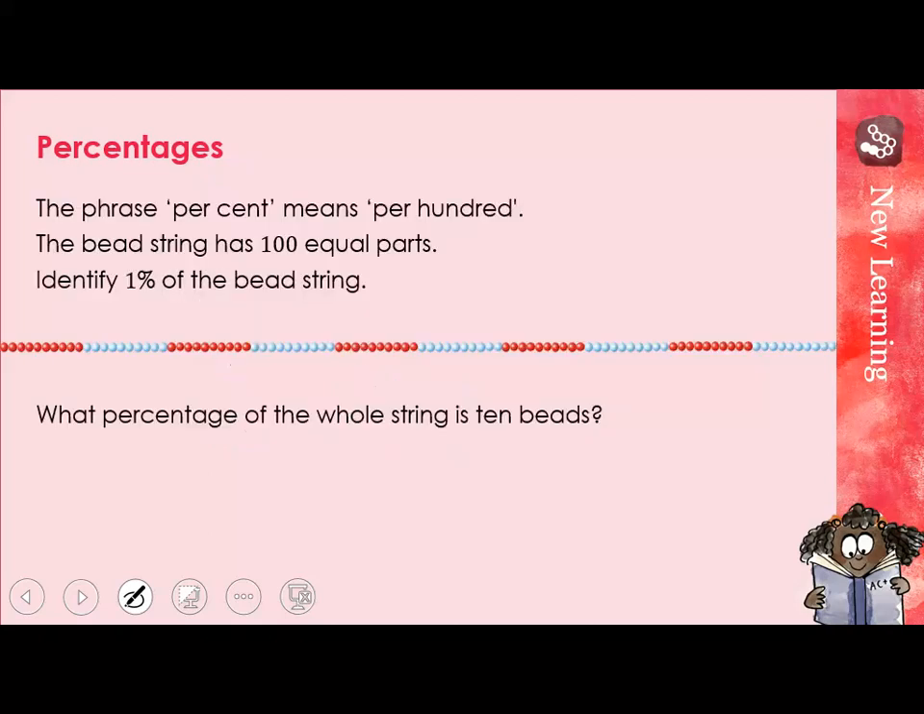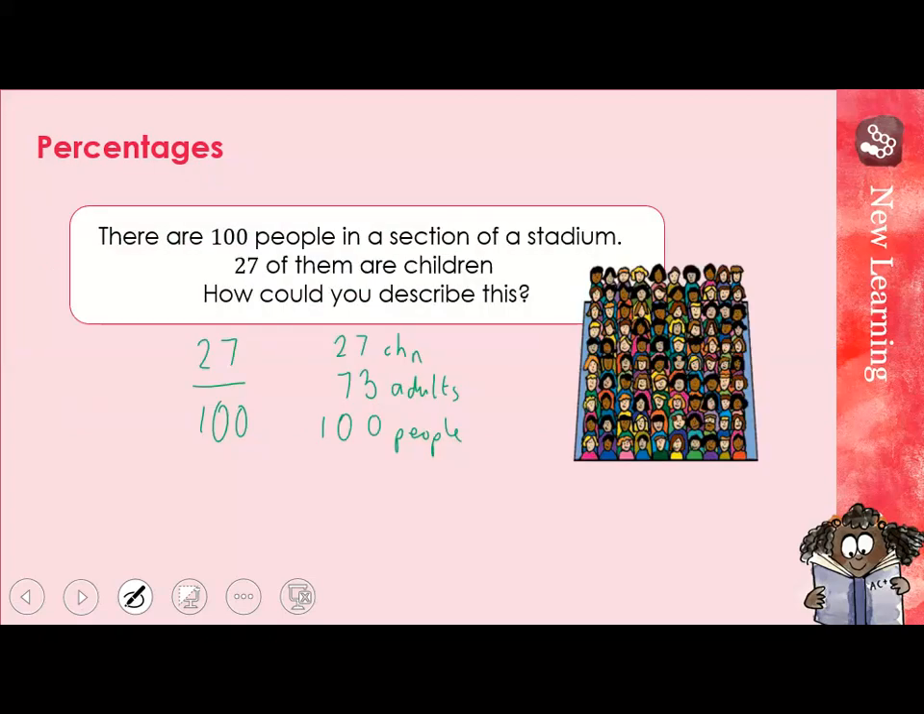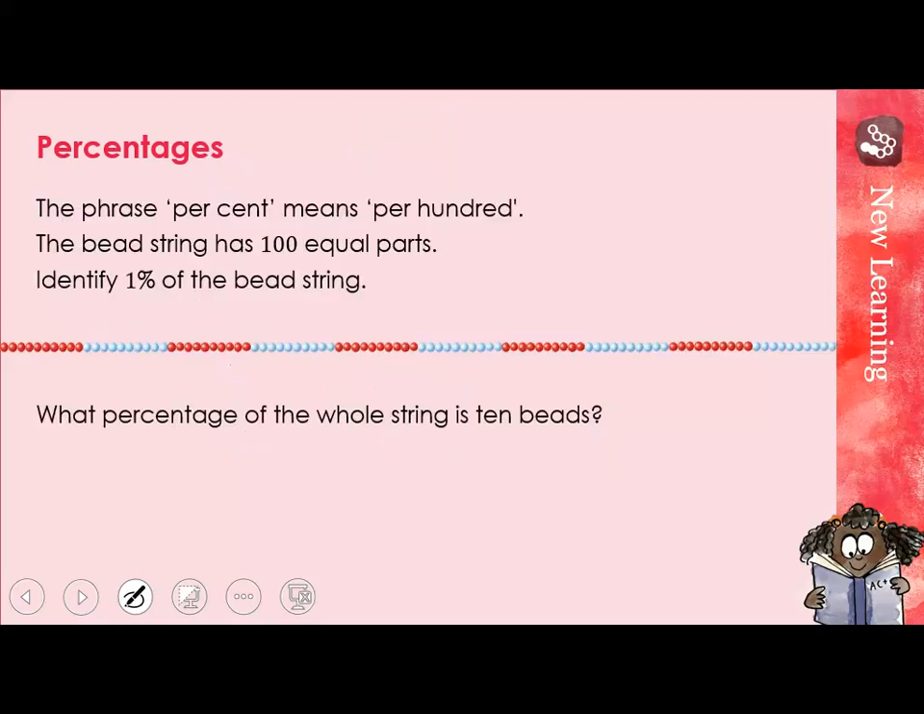One way that we could describe it is by saying that 27% of the crowd are children. That is one way that we could describe it. And I'm going to explain why now. Okay. The word percent means per 100. Cent is another word for 100. So per means sort of out of, and cent means 100. So a percent means out of 100.